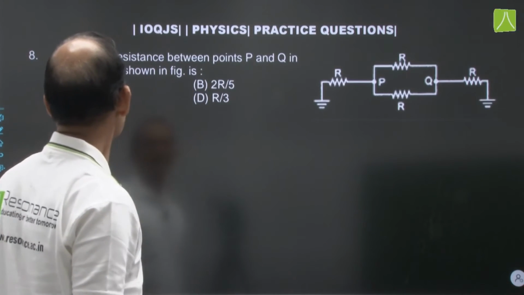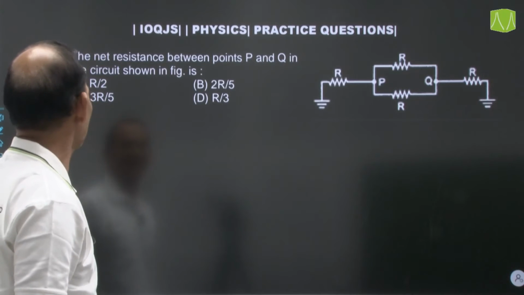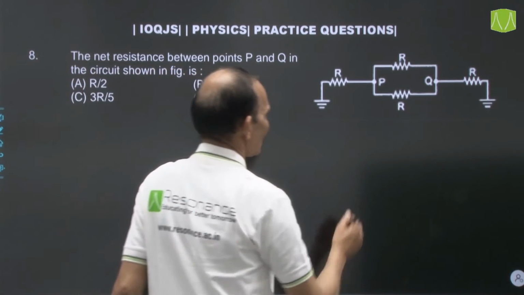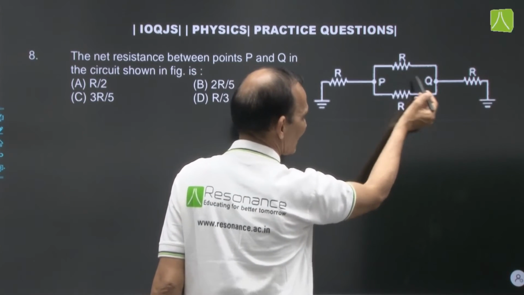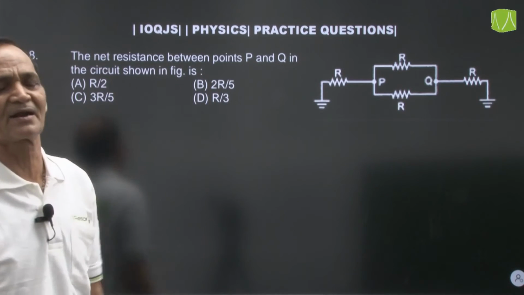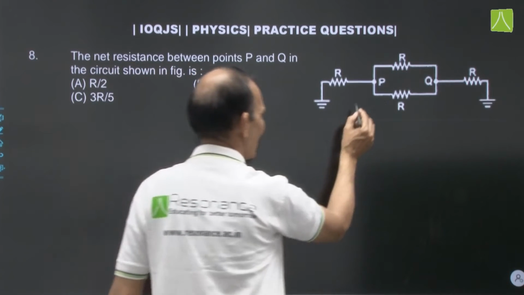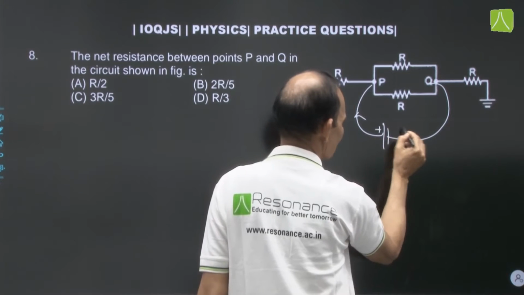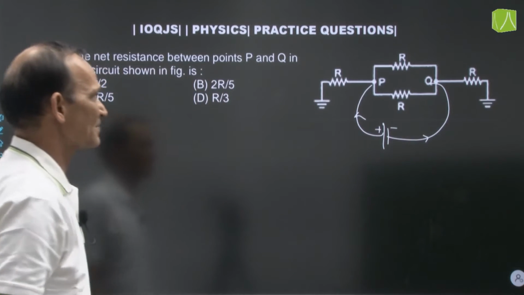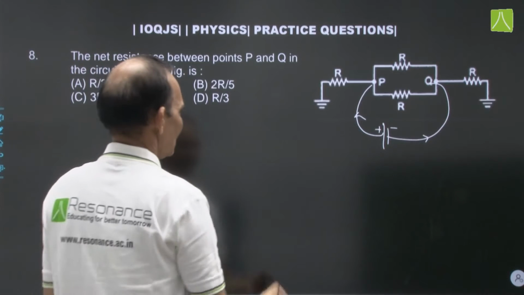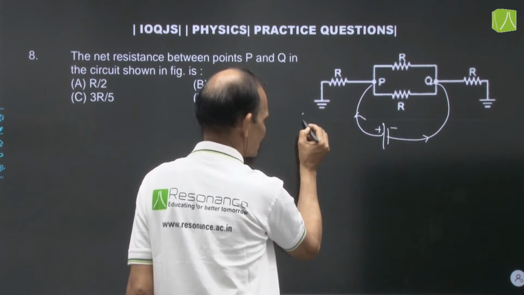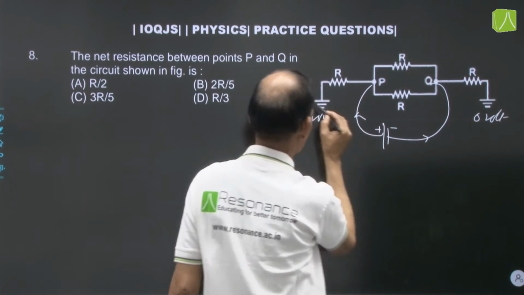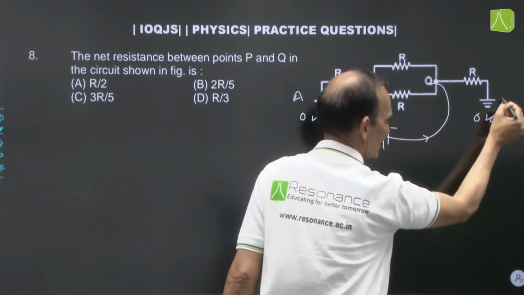The question number 8. The net resistance between the points P and Q in the circuit diagram is this one. Okay. We have to find the resistance between P and Q. It means a battery is connected between P and Q. Current will flow from plus to minus. We have to find the resistance between P and Q. This is earth. We can say its potential is 0 volt. It's also 0 volt. If we suppose this point is A, this will also be A.